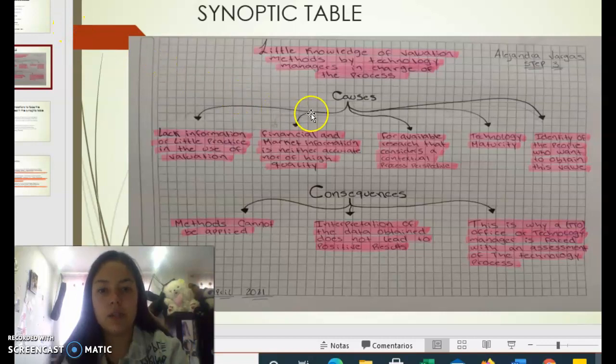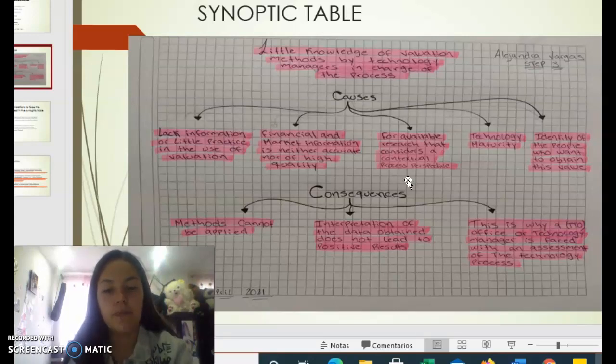Some of the causes are lack of information or little practice in the use of valuation. Financial and market information is neither accurate nor of high quality. For a viable research that considers a contextual process perspective. Technology maturity. Identity of the people who want to obtain this value.